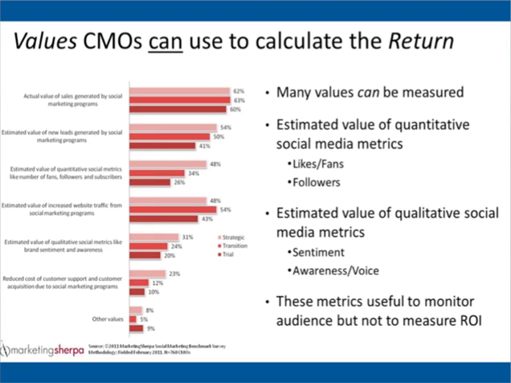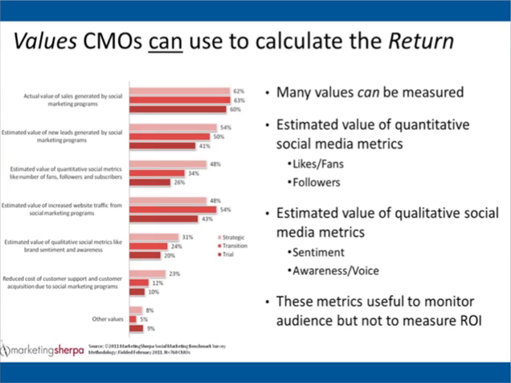And really, let me just break this down before we get to that math example that I promised. And again, these slides from Marketing Sherpa, awesome if you want to check it out, marketingsherpa.com. But listen, right at the top there, many values that can be measured. See that? Actual value of sales generated by social media marketing programs. Then the second bullet there is estimated value of quantitative social media metrics. And I talked about that, the likes, the fans, the followers, etc. It can be measured, but not really great for ROI. In fact, it's not ROI. And so people who talk about it as ROI probably don't know what they're talking about.